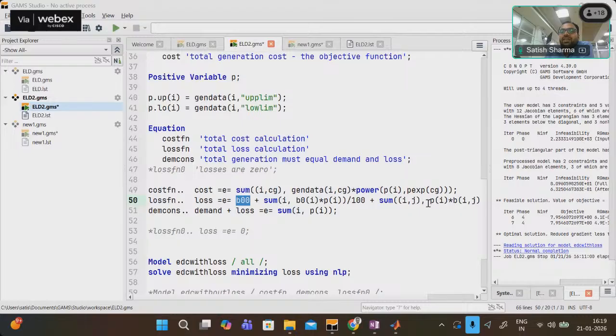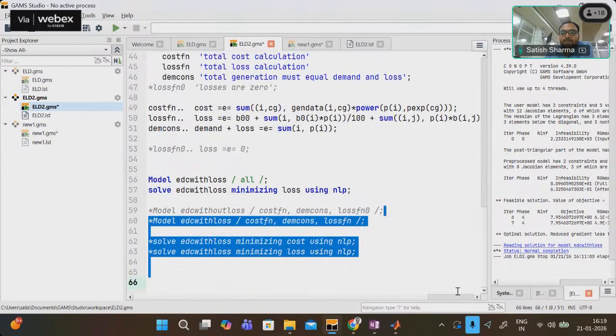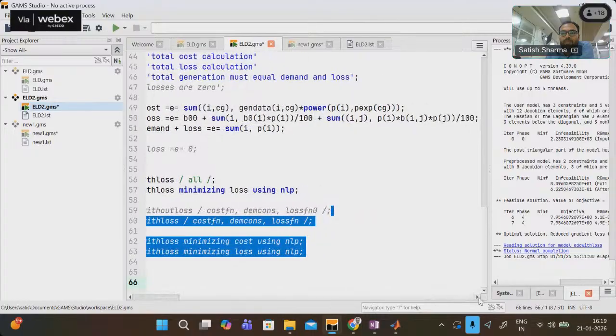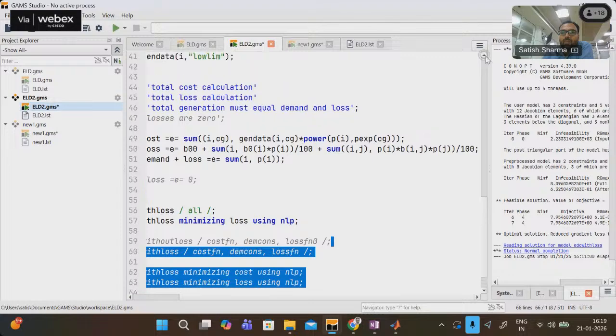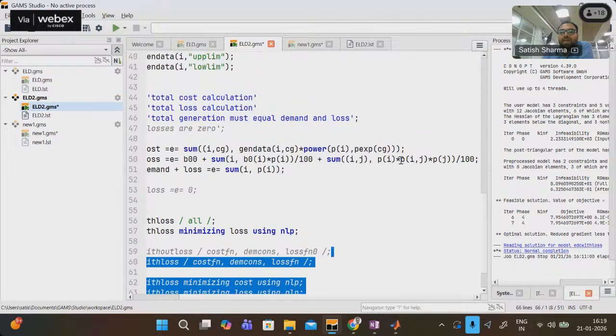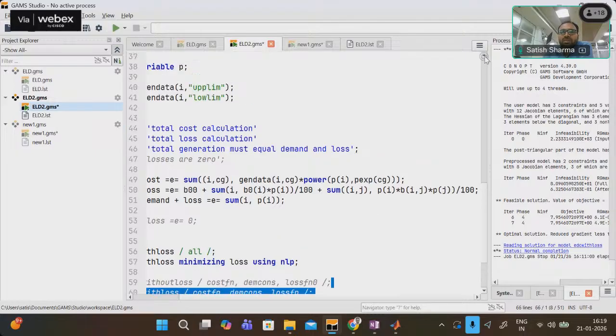then summation over i and j, P_i into B_ij into P_j, and divide by 100.